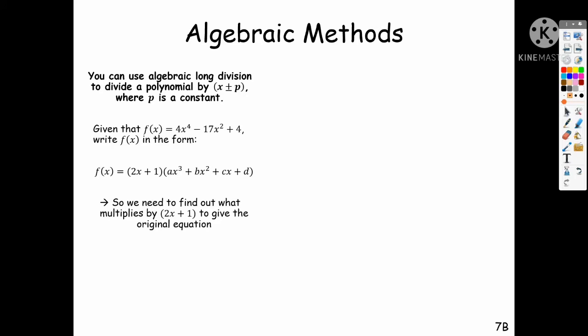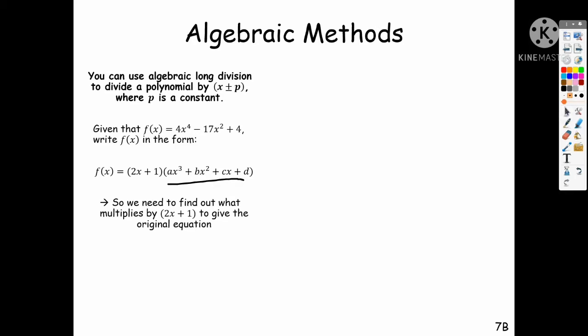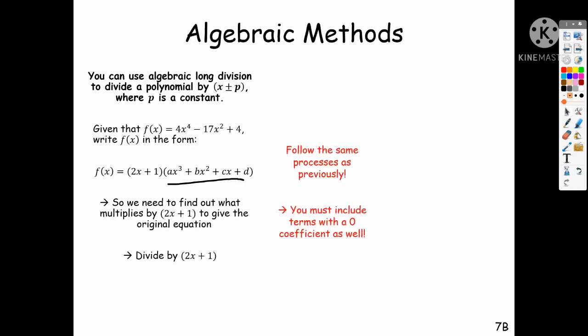Anyway, so given that f of x is equal to 4x to the 4 minus 17x squared plus 4, write f of x in the form f of x is equal to (2x plus 1)(ax cubed plus bx squared plus cx plus d). So this bit is cubic. So we need to find out what multiplies by 2x plus 1 to give the original equation. We can use polynomial division to do it. So we need to divide by 2x plus 1.